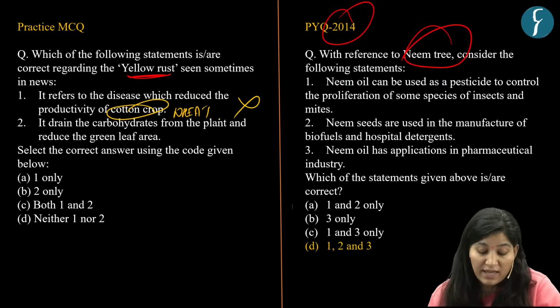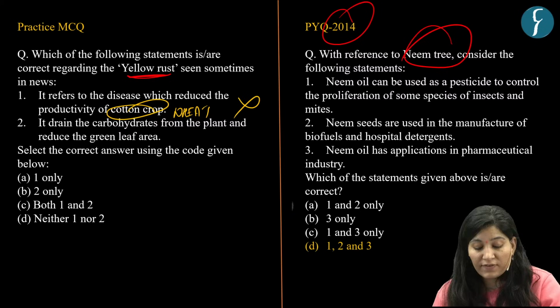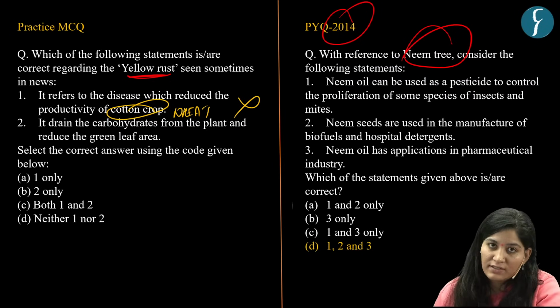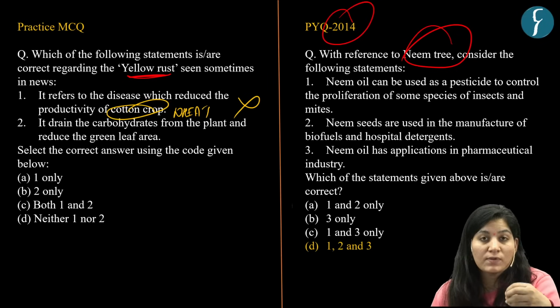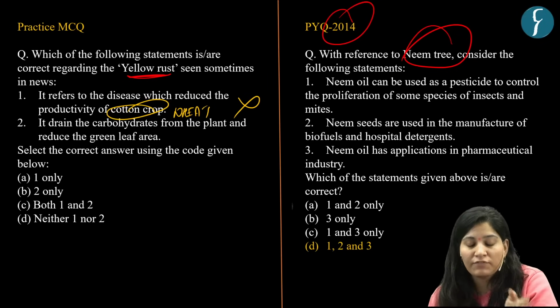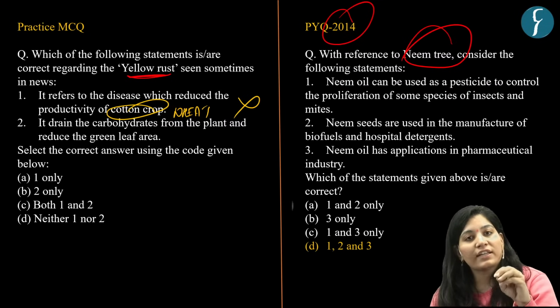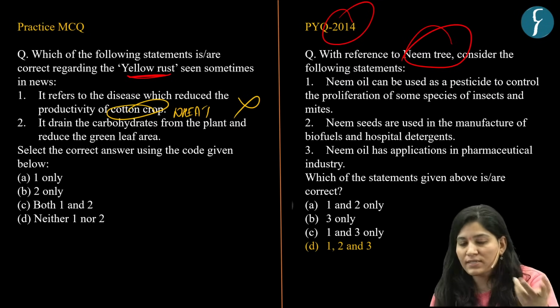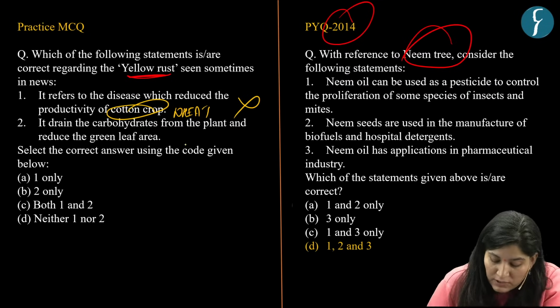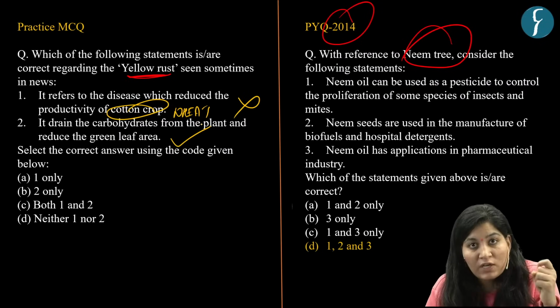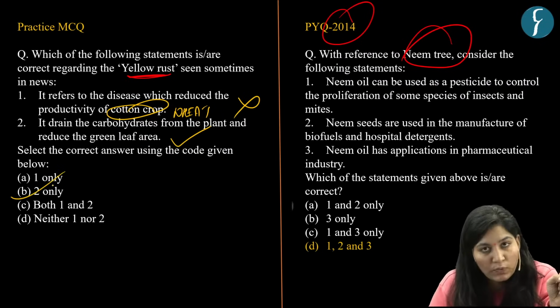Second statement is, it drains the carbohydrates from the plant and reduces the green leaf area. Yes, just now we have seen. It takes away the carbohydrate from the leaf and reduces the green leaf area, which is a cause of concern. Got it? So this makes our second statement correct. So our answer is B, 2 only.